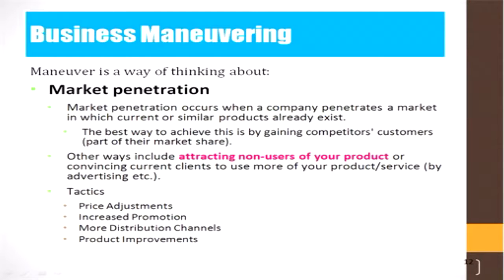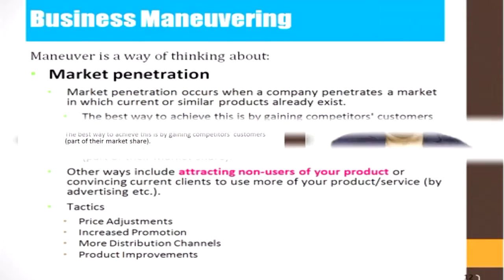There are also a few tactics that companies use to gain competitors' customers. The tactics are price adjustment. Competitors tend to reduce the price of their products so that they are able to shift the customers to purchase from them. Second, increase promotion. Since there are similar products in the market, the companies need to strive to gain sales or profit by engaging in promotions. The company needs to increase the promotions to attract sales.